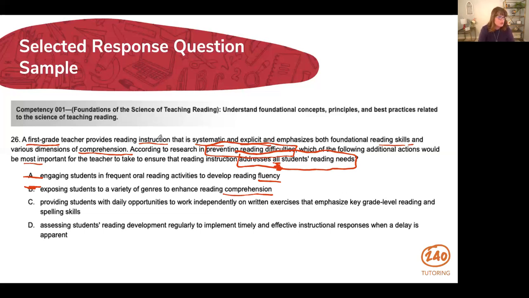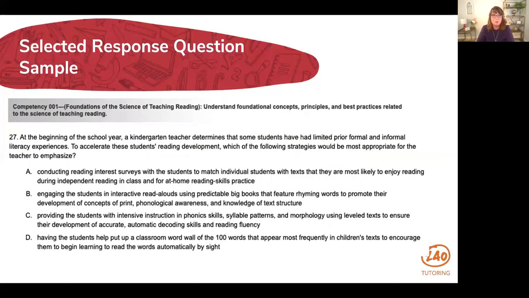So assessing students' reading development helps us determine that need, and then to implement timely and effective instructional responses. So there, that's timely and effective is research-based, and it didn't get too specific to one area of reading development. So D is the best answer, most important. If we're going to prevent reading difficulties and address all students' learning needs, there's going to have to be some assessment in place to do that. So hopefully that helped you navigate that question. Let's move on to another one.